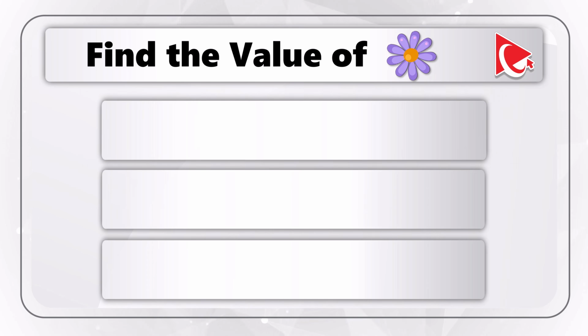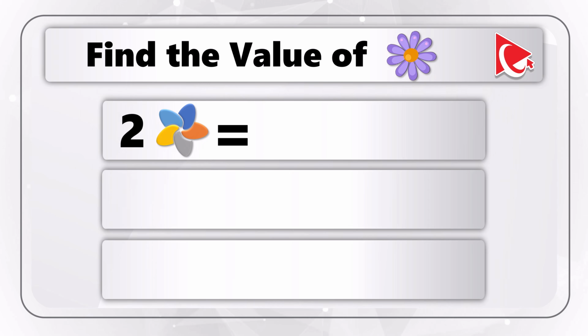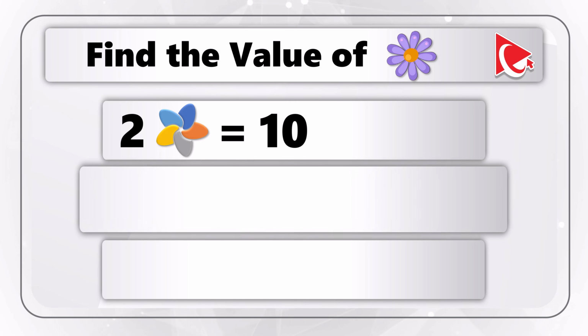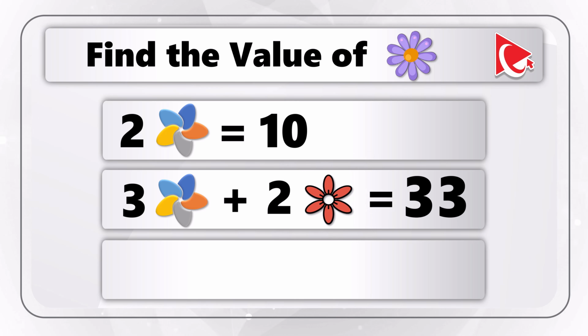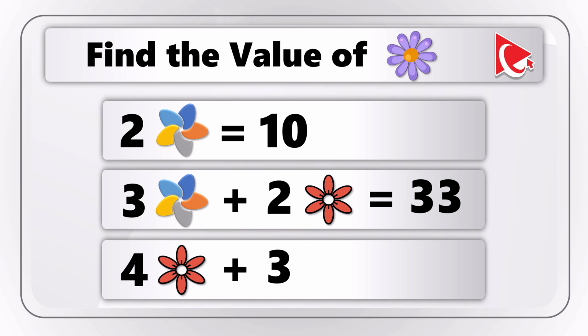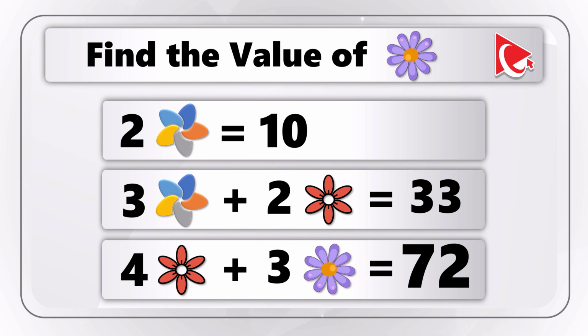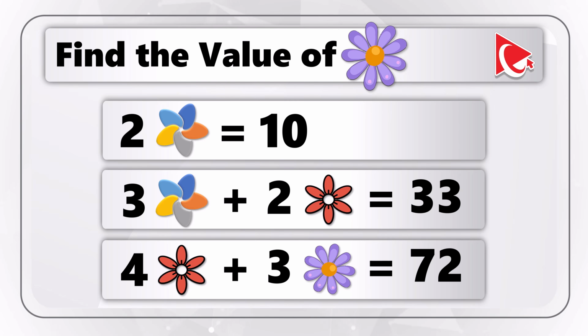First expression is 2 5-petal flowers equals 10. The second expression is 3 5-petal flowers plus 2 6-petal flowers equals 33. And then the last expression is 4 6-petal flowers plus 3 9-petal flowers equals 72. You need to calculate the value of the 9-petal flower.